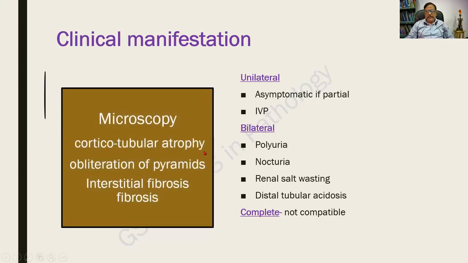Microscopy, the salient features alone I have mentioned. There is an atrophy of the corticotubular region. There is an obliteration of the renal pyramids, and the interstitium is replaced by fibrosis. Atrophy of the tubules, atrophy of the cortex, obliteration of the renal pyramids, interstitial fibrosis. Remember these words alone.